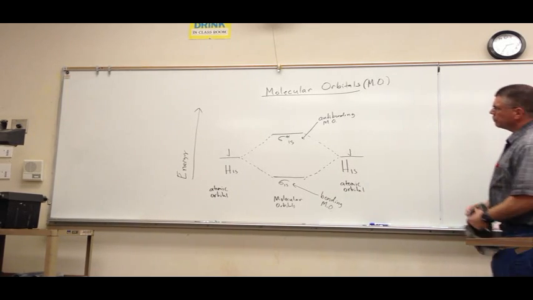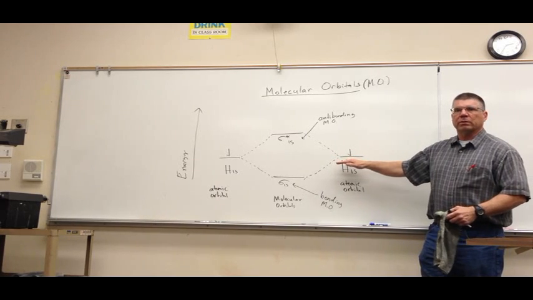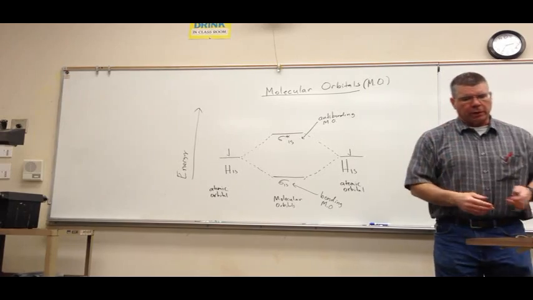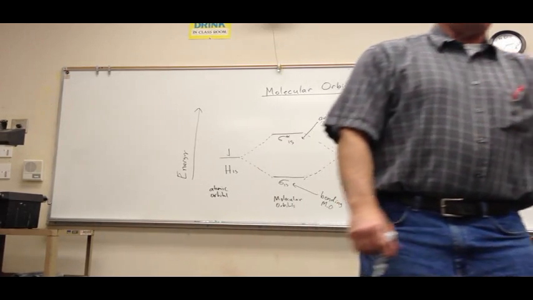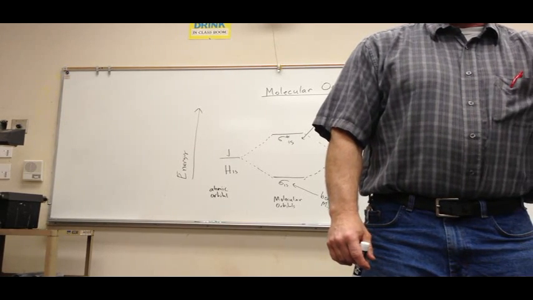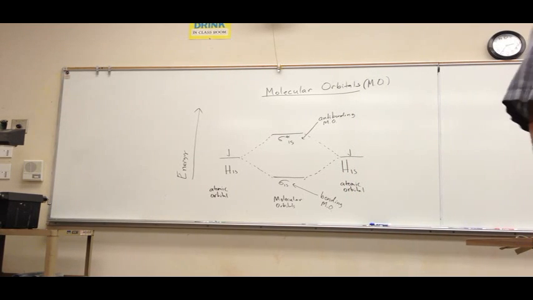Do you guys understand this picture? The lines represent orbitals. Each line, just like we did with the atomic orbitals, 1s, 2s, 2p, represents an orbital. And that means each line can hold at most 2 electrons. Each orbital can. That part okay? The electrons are represented by the arrows.